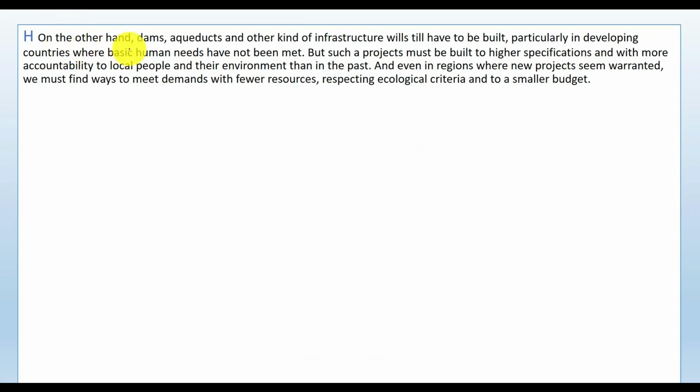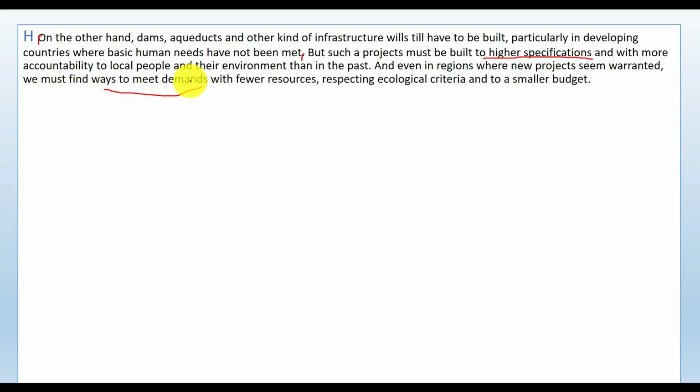On the other hand, dams, aqueducts, and other kinds of infrastructure will still have to be built, particularly in developing countries where basic human needs have not been met. Okay? Let's continue. I don't find anything relevant to my keywords, but such a project must be built. It must be built to higher specifications. Higher specifications is important. It's a plural noun, and it's similar to standards, and with more accountability to local people and their environment than in the past. And even in regions where new projects seem warranted, we must find ways to meet demands.